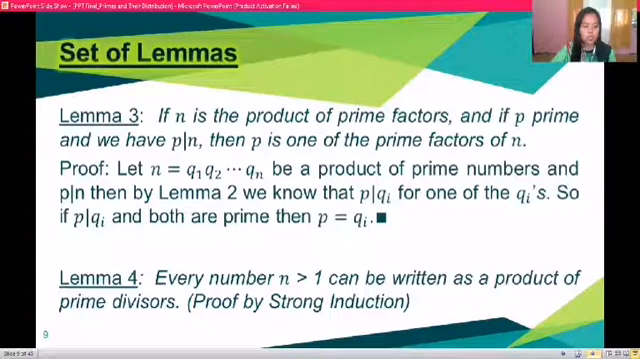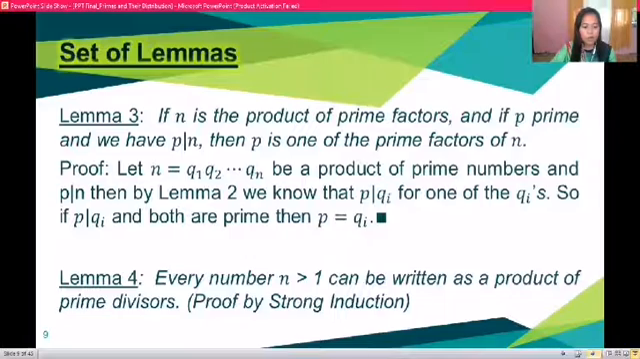Next, let us proceed to lemma 4. Lemma 4 states that every number n greater than 1 can be written as a product of prime divisors. We will not prove this lemma here, but you can try doing it later. This lemma can be proved using strong induction or what we know as the second principle of mathematical induction.